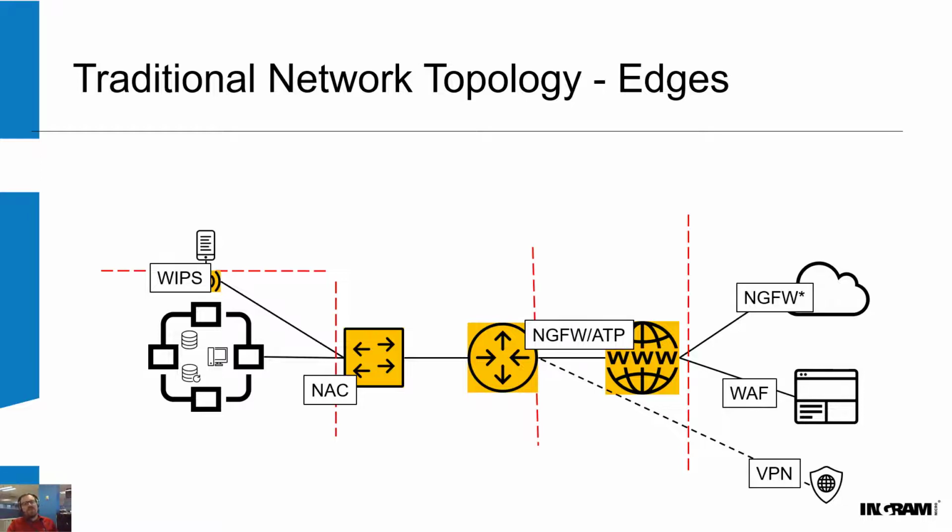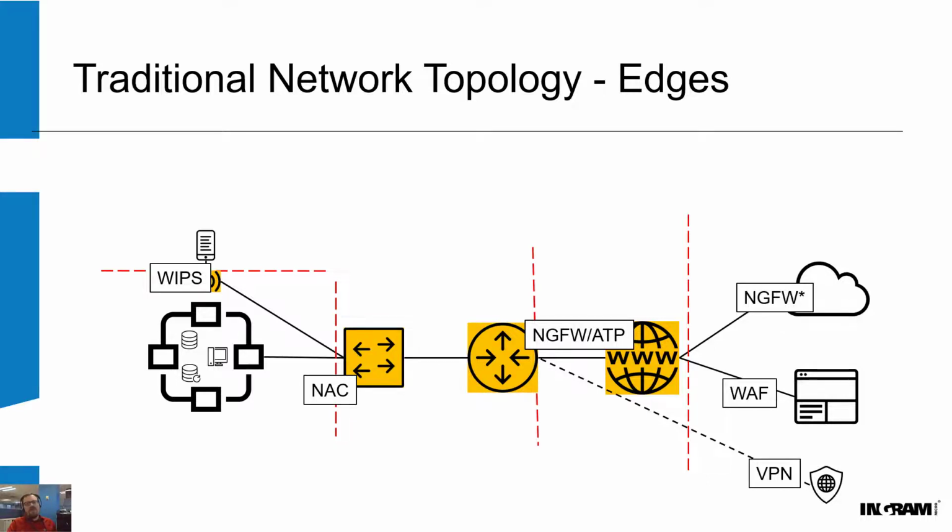We're looking at wireless intrusion prevention systems. We're looking at network access control. We're looking at a network firewall or an advanced threat protection device. We're talking about a cloud-based NGFW, unless you're using a SaaS there, in which case that's not applicable. A web application firewall for the apps, and of course VPN for the person VPNing in. So it's a very network-focused topology. It's looking at entry points to the network and making sure that things can't get into the network.